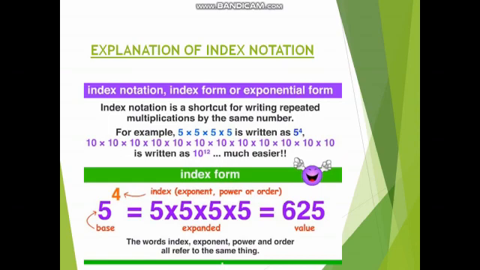Similarly, if you multiply 10 ten times, the base 10 is the same. So you will write 10 raised to power 10. That means you have kept the base 10 the same and the exponent is 10. So the words index, exponent, power or order all refer to the same thing in index notation.